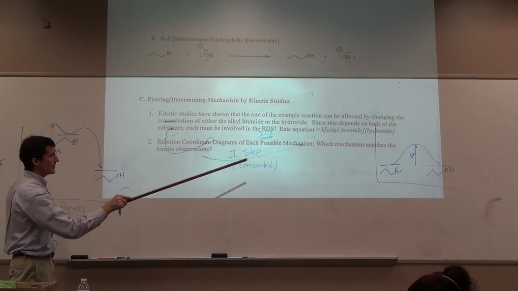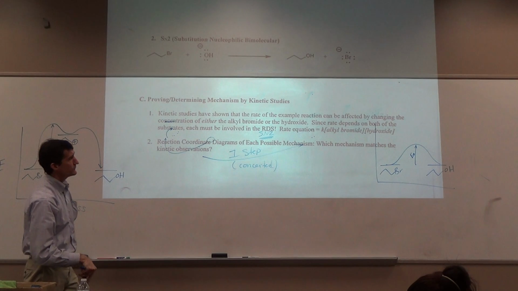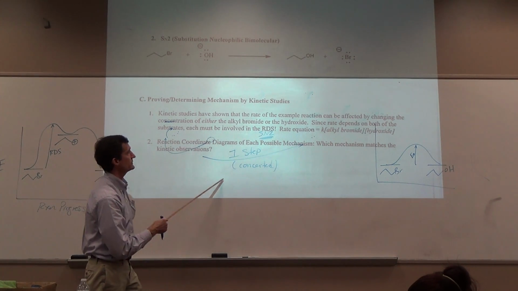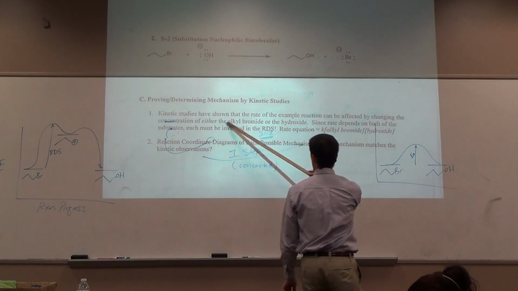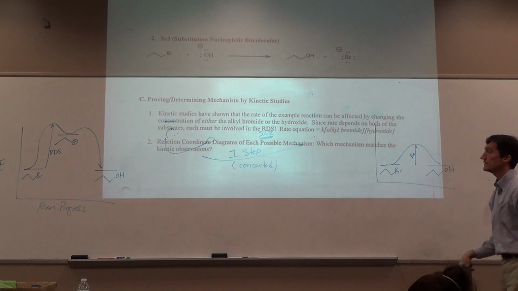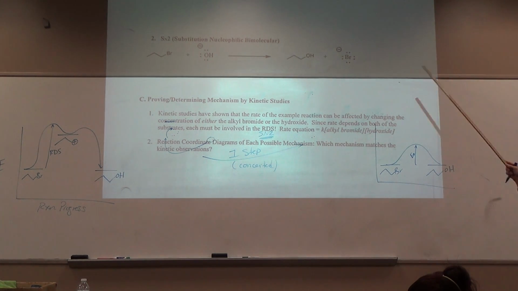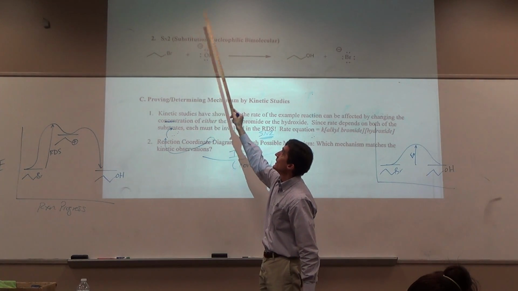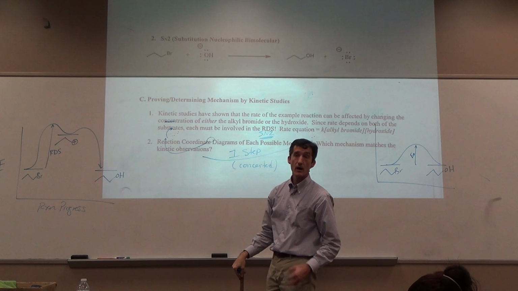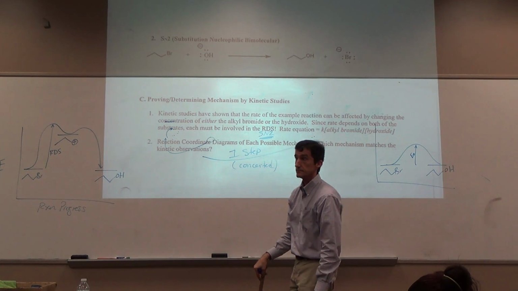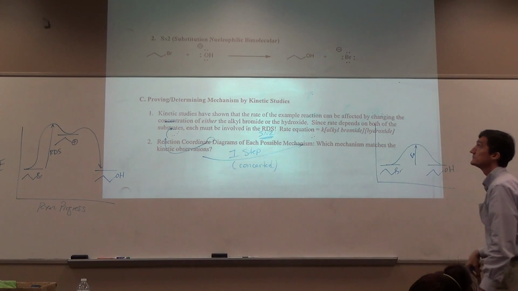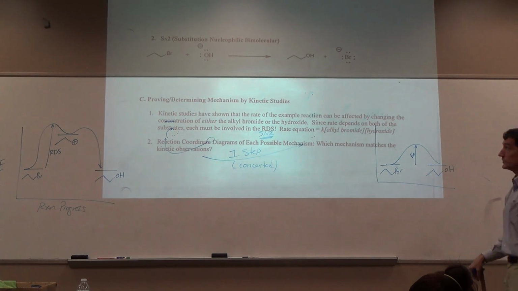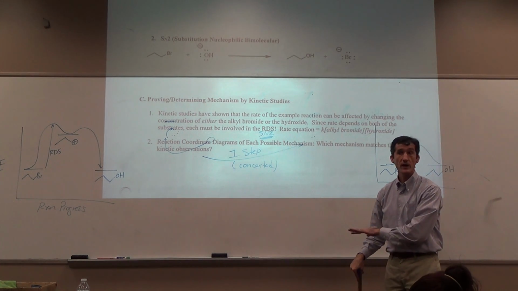Reaction coordinate diagram, we already did that. Which mechanism matches the kinetic observations? SN2. The example reaction is SN2. Why? Because you're not going to want to make a primary cation. But I showed you the SN1 mechanism as well. Okay? SN1 we will use. We're going to concentrate on SN2 for a while.